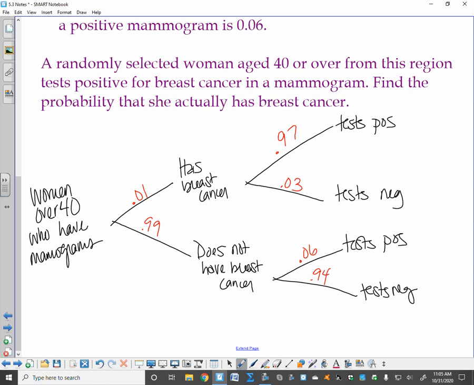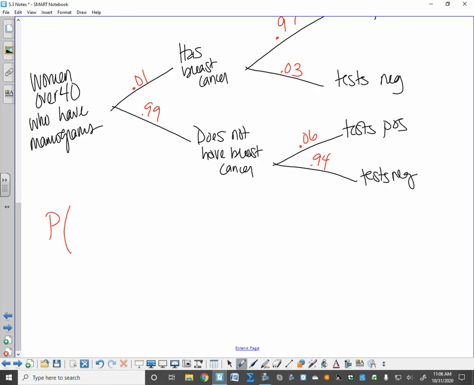A randomly selected woman aged 40 or over from this region tests positive for breast cancer in a mammogram. So we know she's tested positive, so that's my given. Find the probability that she actually has breast cancer. So I'm finding the probability that she has breast cancer given that she tests positive.